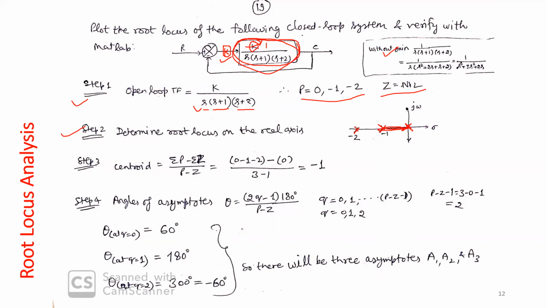Then, on the right-hand side of -2, I have 2 points, -1 and 0, which is an even number, so there will be no locus. So the root locus on the real axis will be between 0 and -1.